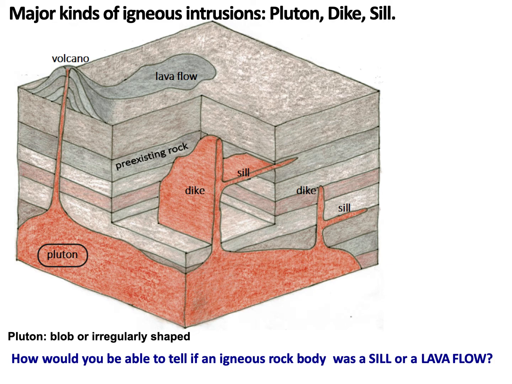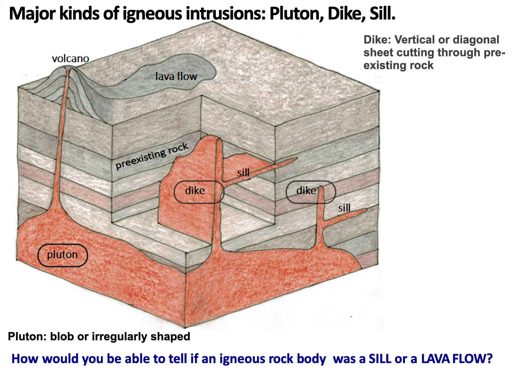In contrast to the blob or irregular shape of a pluton, the sheet-like upward or diagonal bodies that were magma and are now igneous rocks, we call those dikes. So we've got two examples here. They're both connected to the pluton.